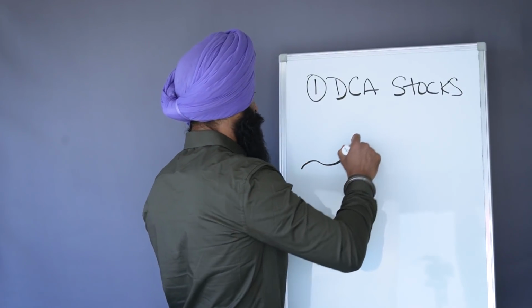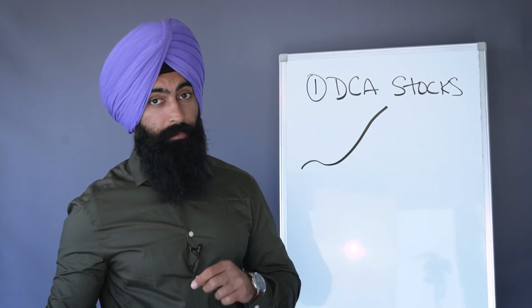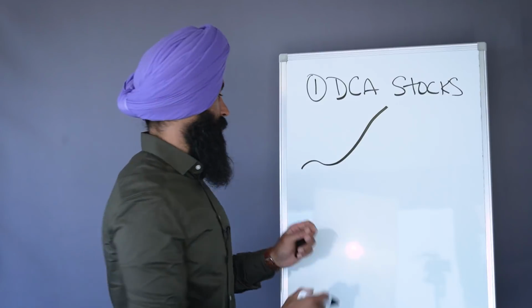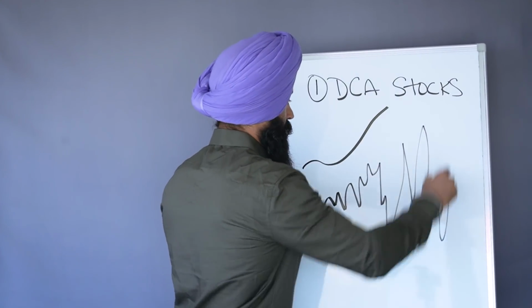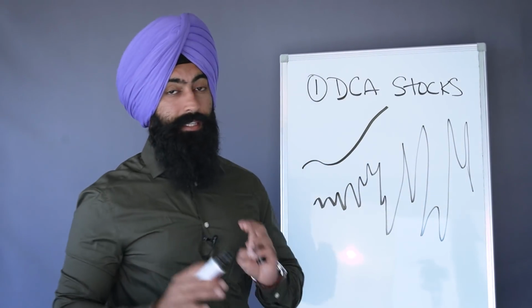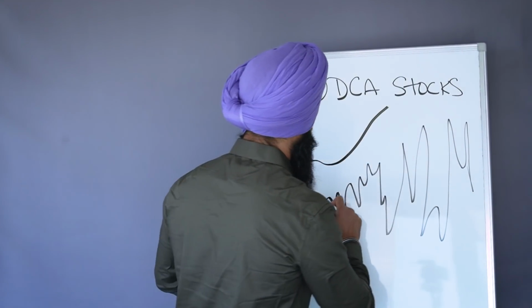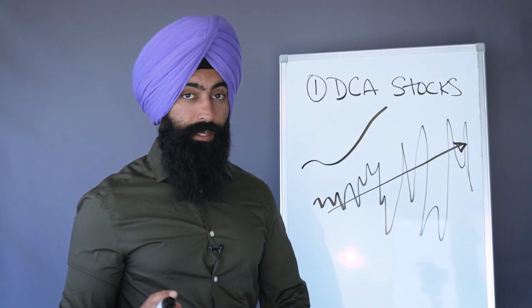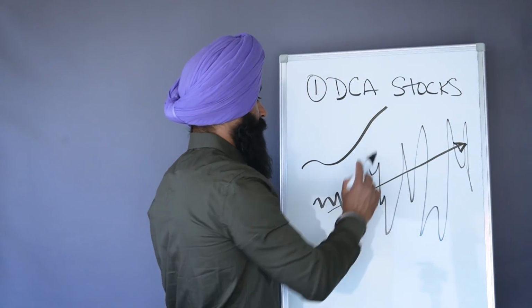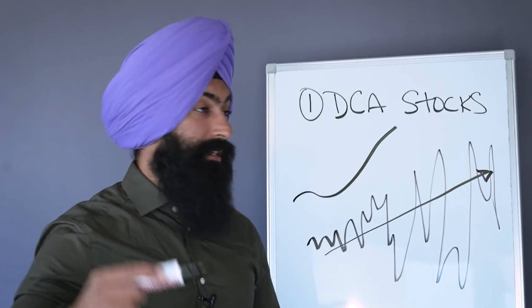This is what people hope that a stock chart will look like. They hope that they buy in here and it's just going to go straight up. But what actually happens in reality is you have a lot of this: ups and downs in the stock. And the goal is that over the long term, you start to see this upwards trajectory, but it's not going to be straight up like this. You're going to see ups and you're going to see downs.